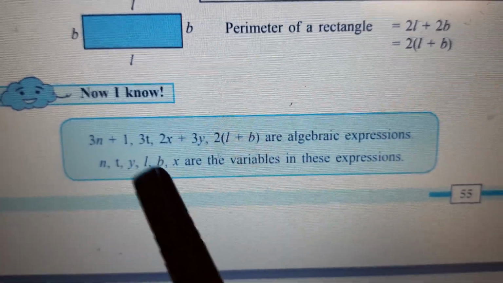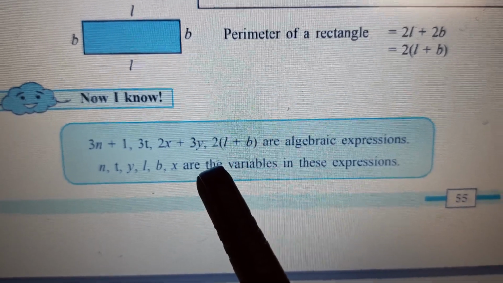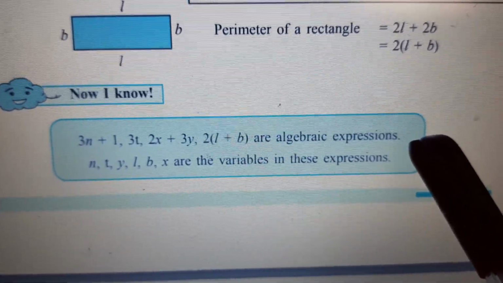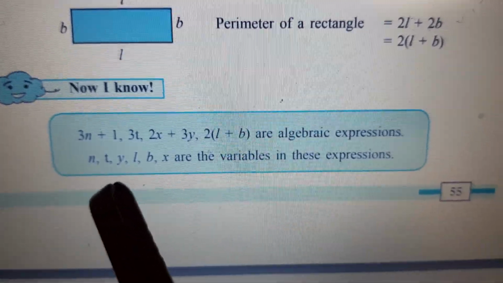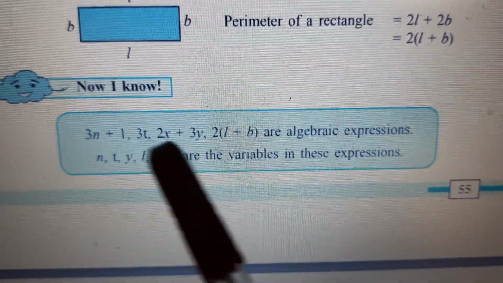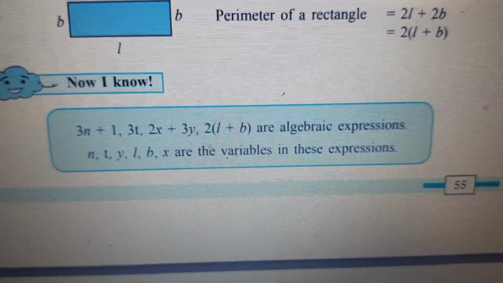3n plus 1 or 3t, 2x plus 3y or 2 bracket L plus B are all algebraic expressions. There can be plus, minus signs between them. N, T, Y, L, B, X, all these letters, alphabets, are the variables in these expressions, children.